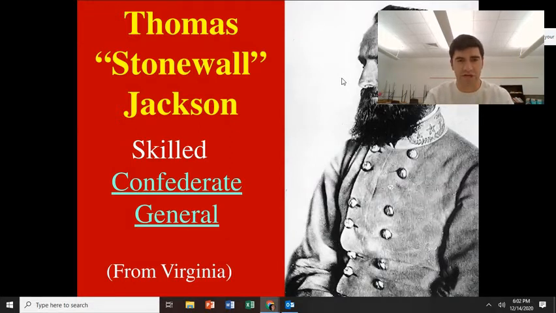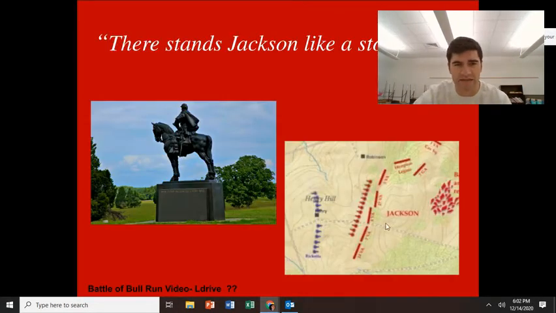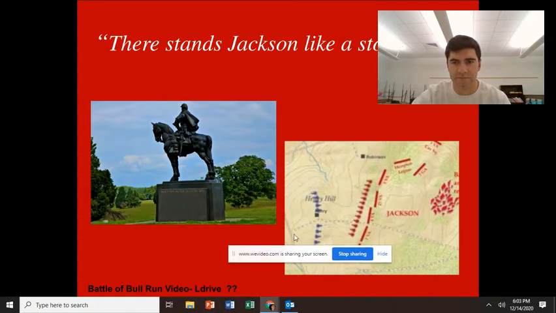A very skilled Confederate general by the name of Thomas Stonewall Jackson executes his military strategy. He's considered to be one of the very skilled strategists involved in the Civil War, and he's able to execute his strategy and hold his position on the high ground in the Manassas area. And that's where this famous quote comes from: "There stands Jackson like a stone wall," okay, because the Union forces did not have a lot of success during this battle.